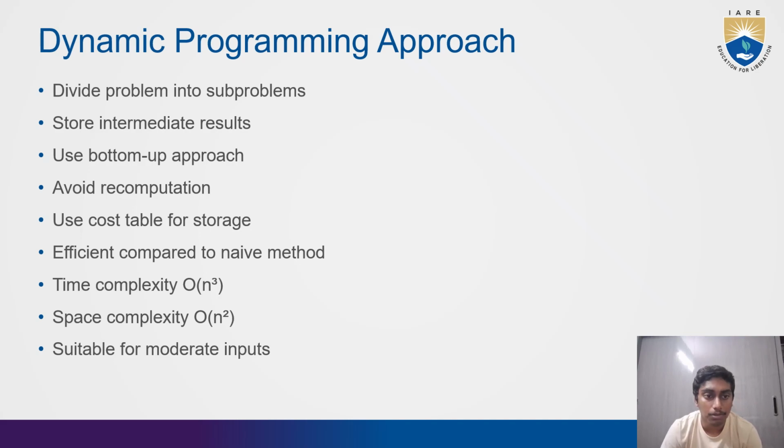Dynamic programming approach. Divide problem into subproblems. Store intermediate results. Use bottom up approach. Avoid recomputation. Use cost table for storage. Efficient compared to naive method. Time complexity of big O of n cube. Space complexity of big O of n square. Suitable for moderate inputs.